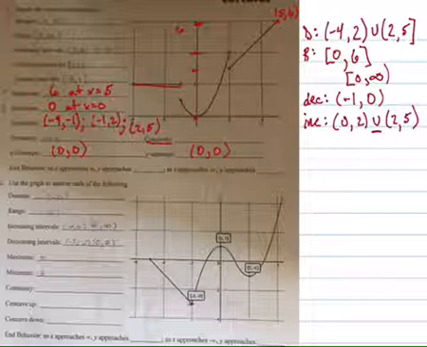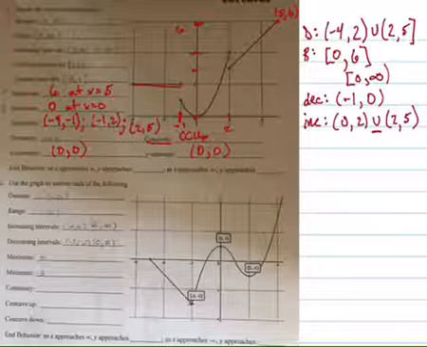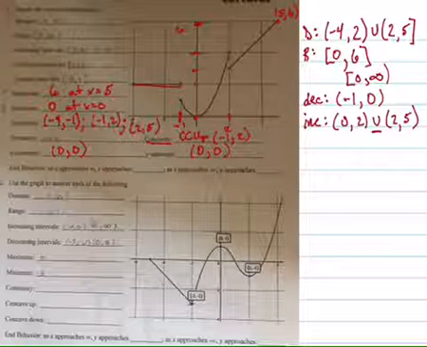Concavity: it's concave up from -1 to 2. Again, open interval, it's concave up. Those other ones are lines, so there's no concavity.